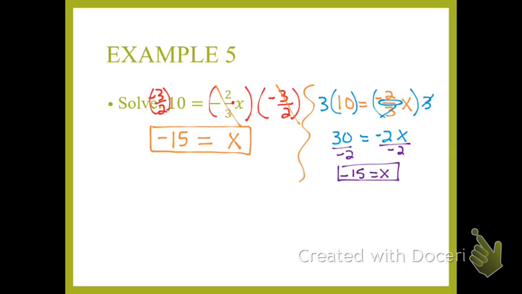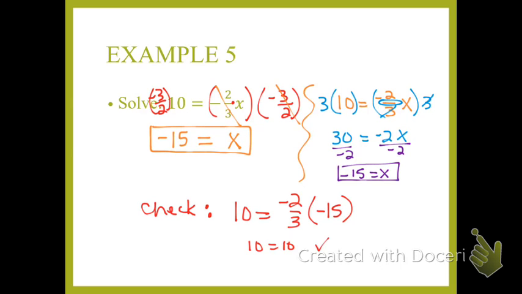Either way, the check is going to be the same. Go back to the original problem, plug in our solution of negative 15, and verify that negative 2/3 times negative 15 is in fact 10. So this is correct.